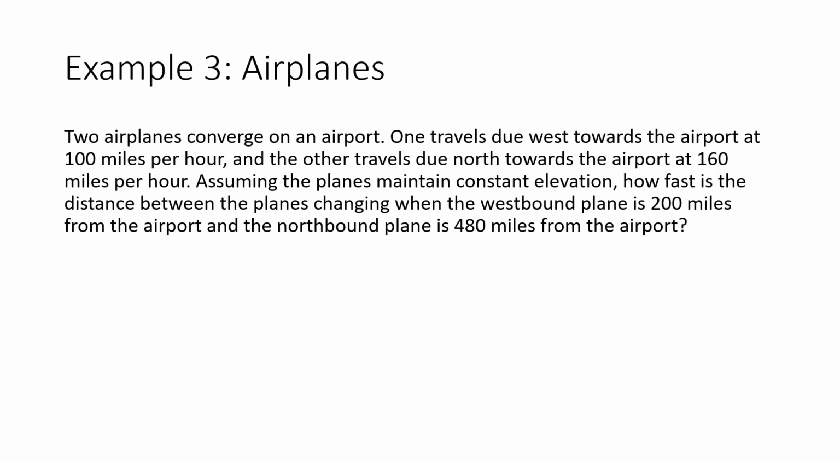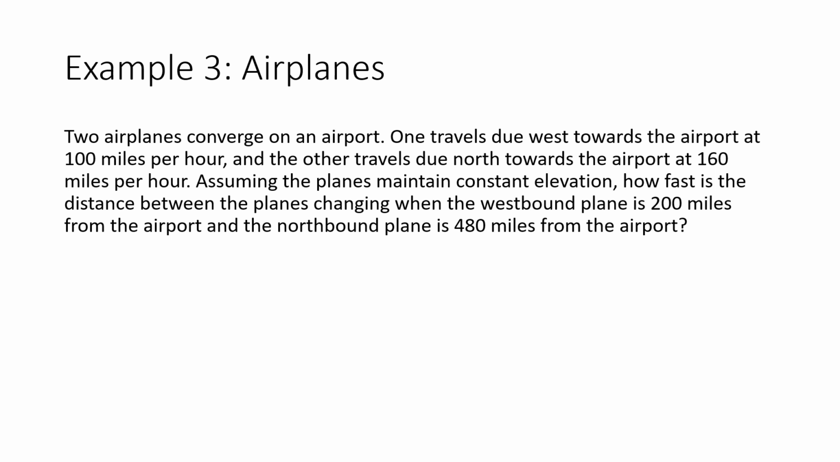Okay, let's do one more example. So this time we've got two airplanes converging on an airport. One travels due west towards the airport at 100 miles per hour, and the other travels due north towards the airport at 160 miles per hour. Assuming the planes maintain constant elevation, how fast is the distance between the planes changing when the westbound plane is 200 miles from the airport and the northbound plane is 480 miles from the airport?